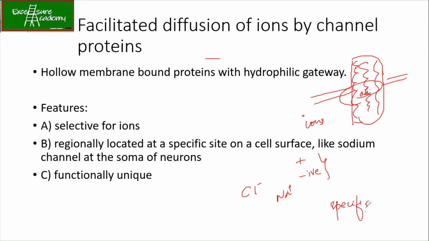Now, what are the features of these ion channels? They are selective for the ions, regionally located at specific sites on a cell surface, like the sodium channel at the soma of neurons, functionally unique. Of course, right? Because they have to be unique. Only an Na plus channel will handle Na plus, and only a Cl minus channel will handle Cl minus. Otherwise, there won't be any proper regulation of opening and closing of these ion channels.